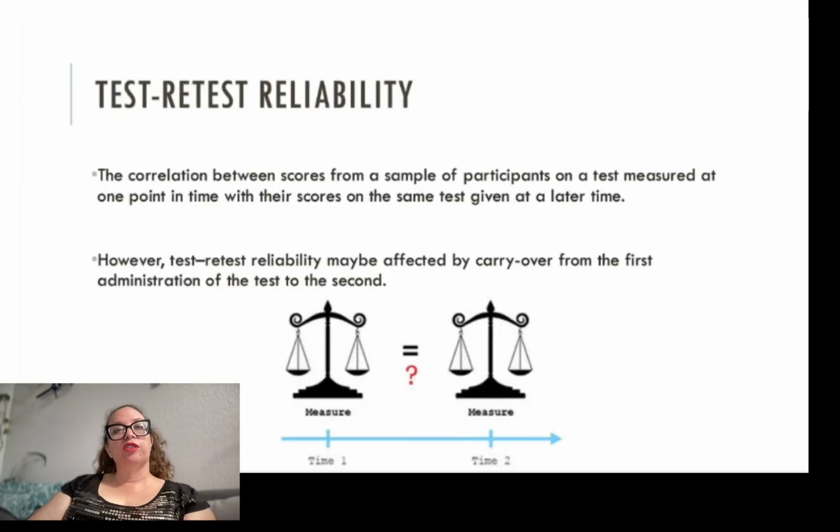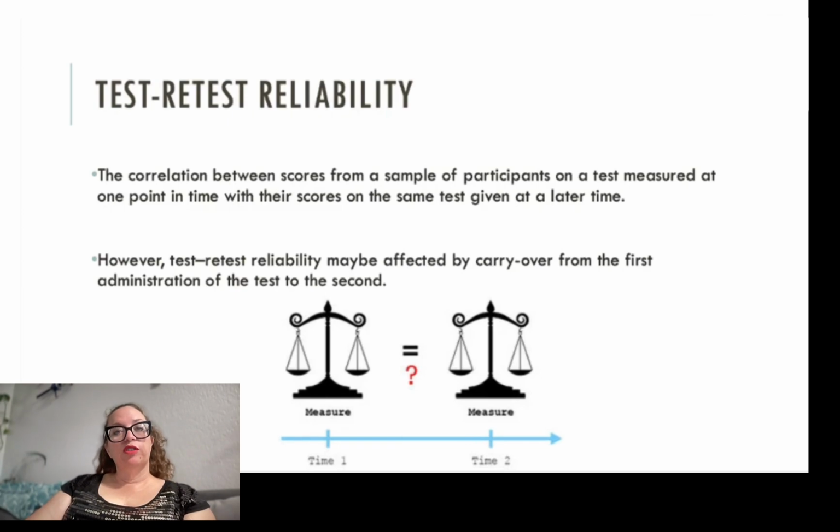Test-retest reliability is a lot like how it sounds. You can test somebody once, then you can test them again, and we'll see how consistent their scoring was between each of your tests. We also do this using a correlation. So we look at the correlation between scores from a sample of participants at one point in time. We compare their scores with another point in time.